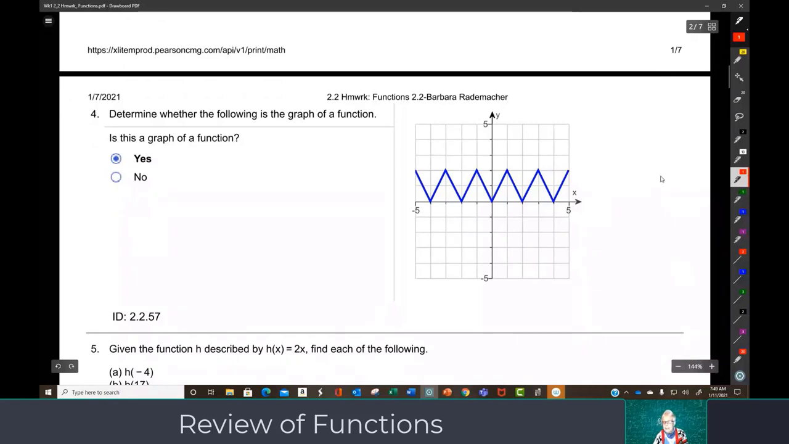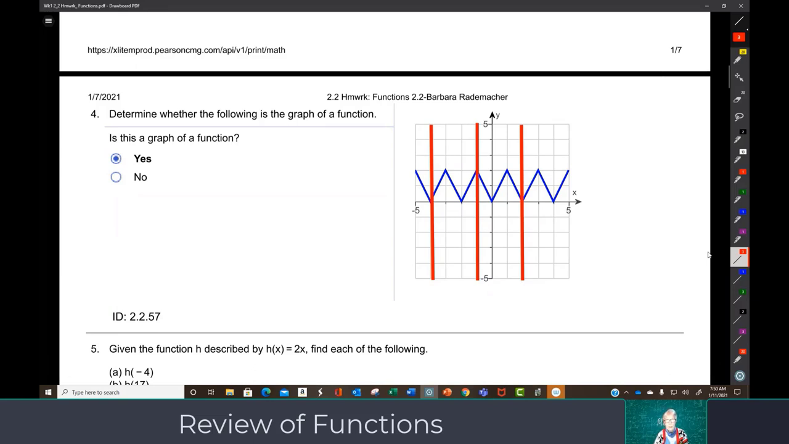Whereas this complicated graph, every time I see it, I want to say it's not a function, but it is. Because everywhere you draw a vertical line, the graph is intersected at only one point. So it is a function, even though it looks like it wouldn't be.